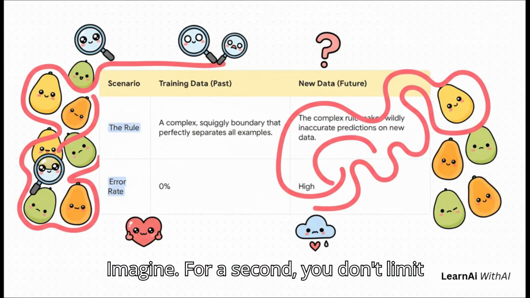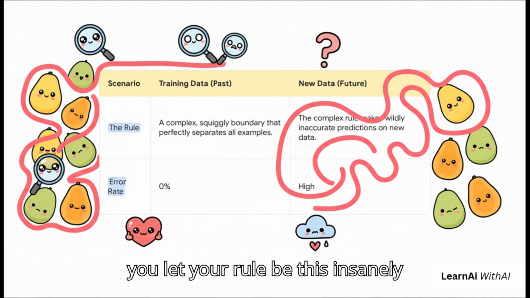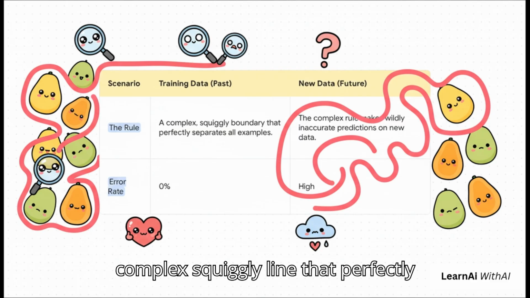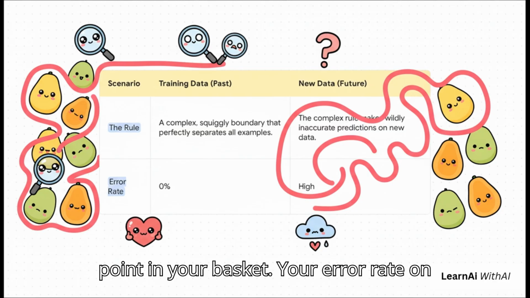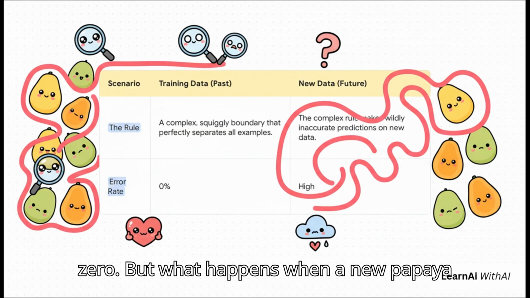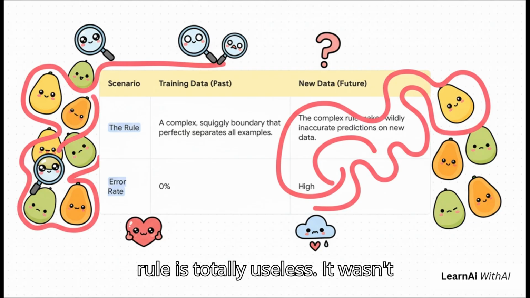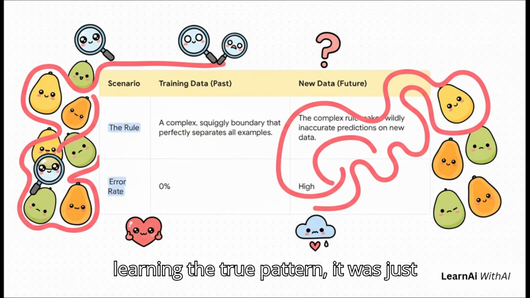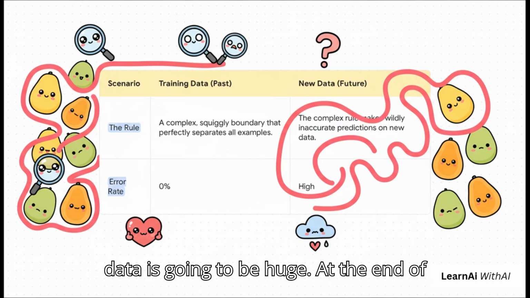Imagine for a second you don't limit yourself to a simple rectangle. Instead, you let your rule be this insanely complex, squiggly line that perfectly snakes its way around every single data point in your basket. Your error rate on that past data, it's a beautiful, perfect 0%. But what happens when a new papaya comes along? That wiggly, over-specialized rule is totally useless. It wasn't learning the true pattern, it was just memorizing the random quirks of your specific basket. So your error on future data is going to be huge.